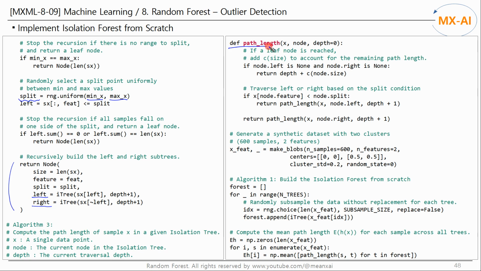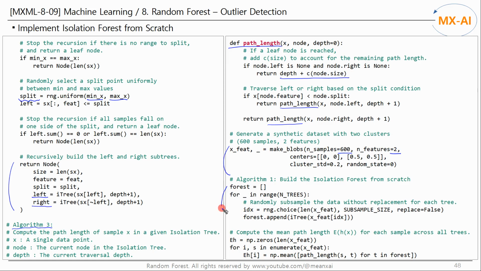Next, we implement a function that estimates the path length of a sample based on algorithm 3. This function recursively traverses the tree until it reaches the leaf node containing sample X. It then estimates the final path length by adding the expected remaining path length to the current path length. Next, we generate a synthetic dataset containing 600 samples with 2 features using the make_blobs function. Now let's detect outliers in this dataset.